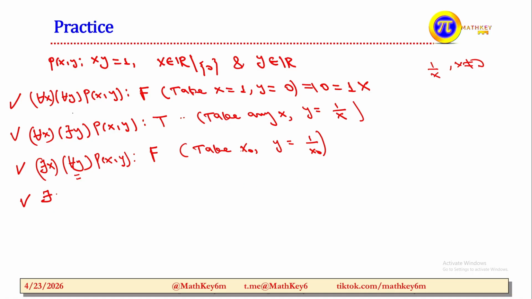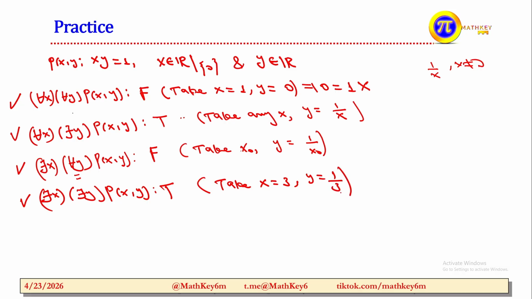Last one, existential. There exists x and there exists y that satisfy the property P of xy. What about this? It is true. Take some fixed values x naught and y naught that satisfy the given property. Yes, we can find them. Take x, for instance, 3, and y equal to 1 over 3. Then their product becomes 1. Because of this, it becomes true.